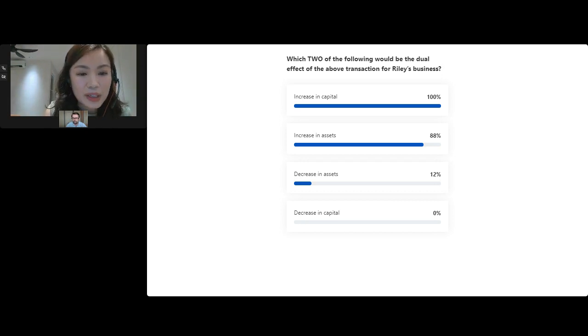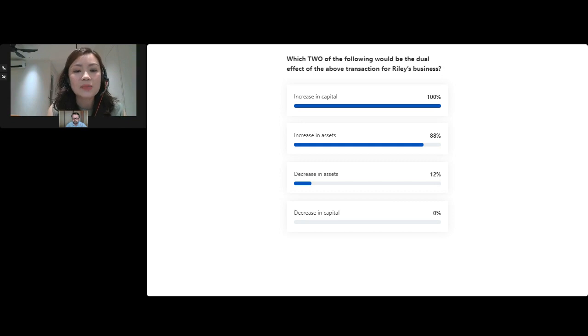From the slide, as we can see, most of the students have selected the first option, increase in capital. Congratulations, this is the correct statement. And number 2, decrease in capital, is completely out with 0%. None of the students have selected this. Number 3, the increase in assets. Yes, that is another correct answer. But not the decrease in assets.